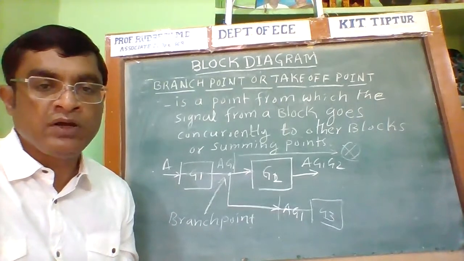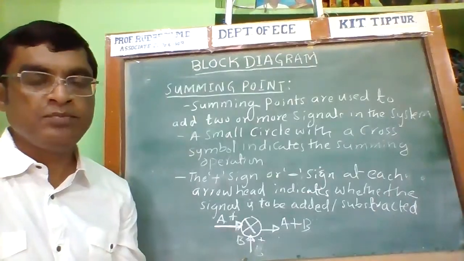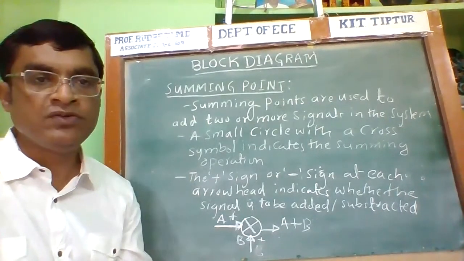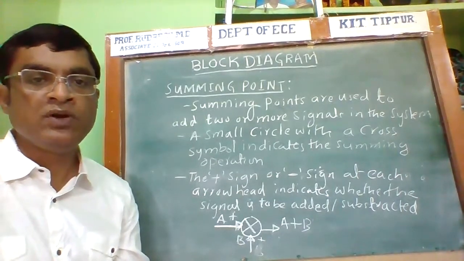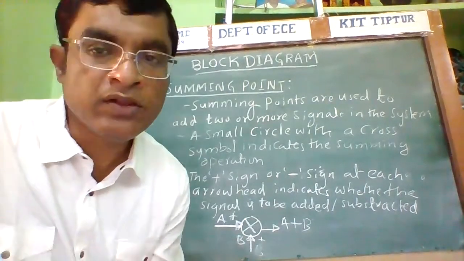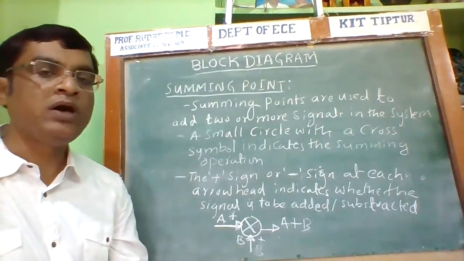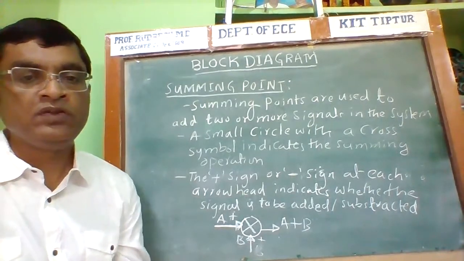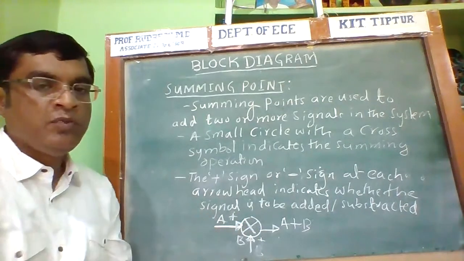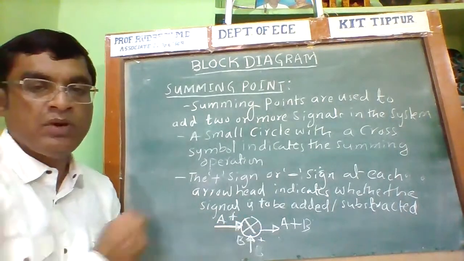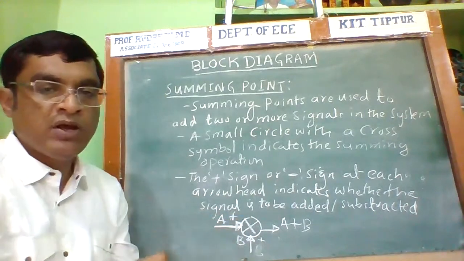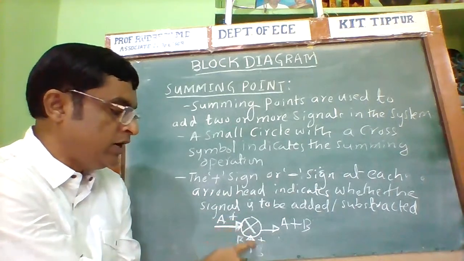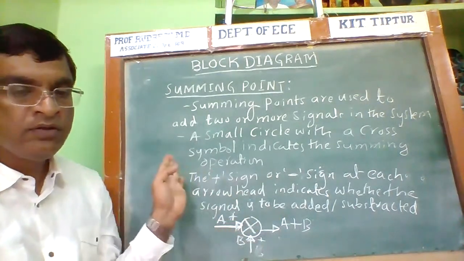Now, what is this summing point? The next important element used for constructing the block diagram of a control system is a summing point. Summing points are used to add two or more signals in the system. It is a small circle with a cross symbol, used to indicate the summing operation. The plus or minus sign at each arrowhead indicates whether the signal is to be added or subtracted.